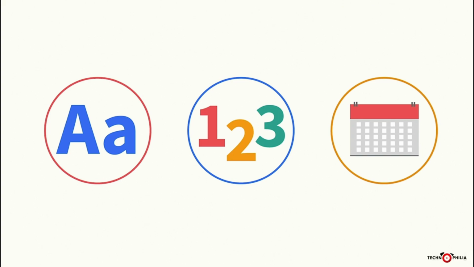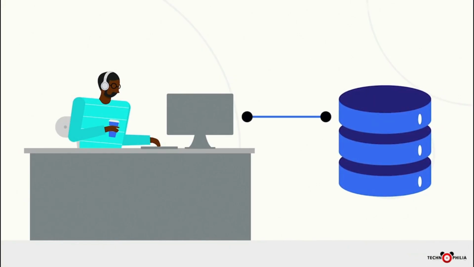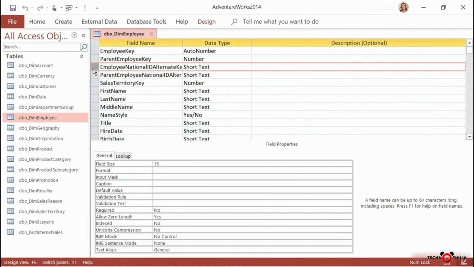When you export data out of a system, it's likely stored in a database. Database tables are defined for us by the person who developed the database. You'll see the field names are created. You'll see there are data types associated to them. Let's take a look at the Employee National ID alternate key. You can see the name of the field. You can also see the data type is short text.